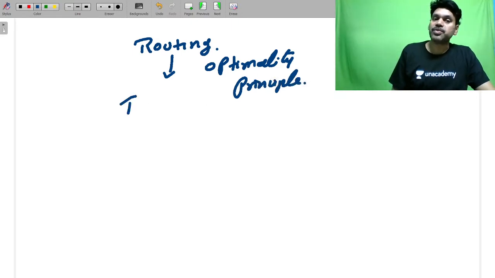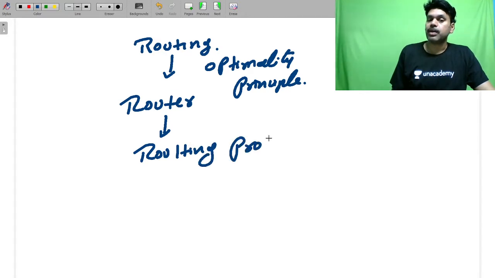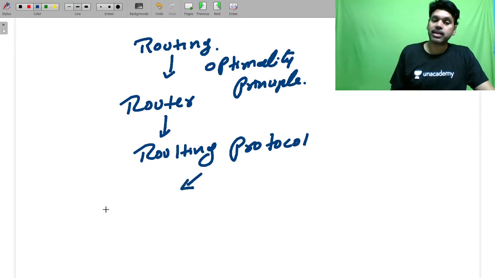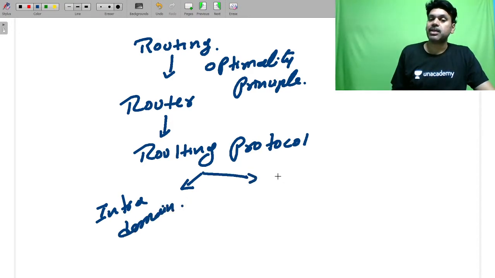So who is going to perform routing? Naturally, the router. Now the router is going to implement routing protocols to perform the routing. There are a few famous routing protocols I shared yesterday. That is intra-domain, interior routing. The other one is exterior routing, which is inter-domain.